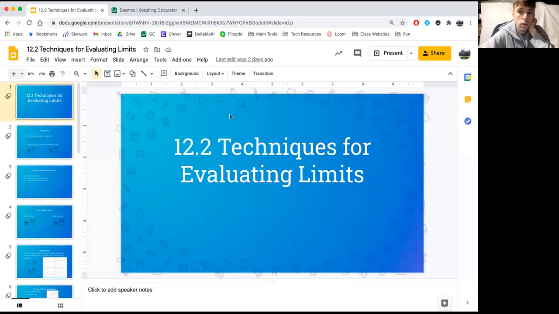All right, guys, we have 12.2 techniques for evaluating limits. We're going to review some of the things that we talked about in 12.1 about basic limit concepts. We're also going to look at some more advanced techniques for finding limits strictly algebraically.